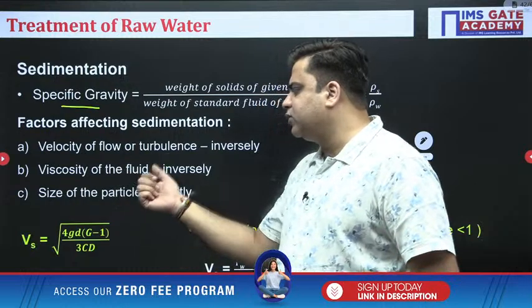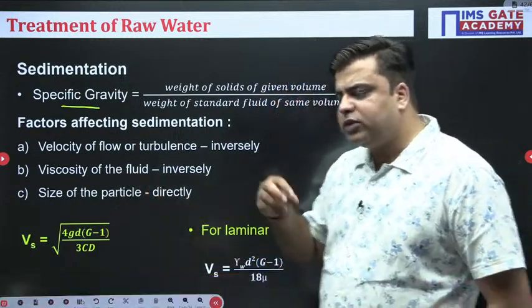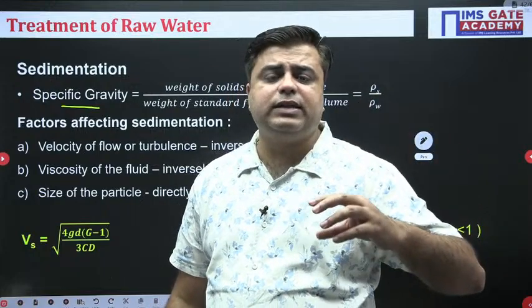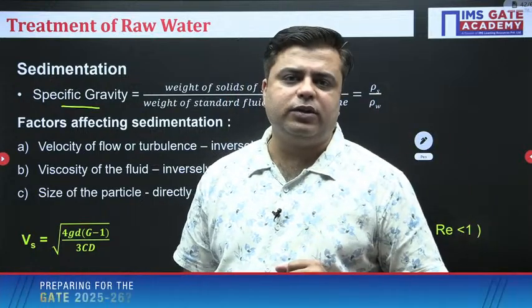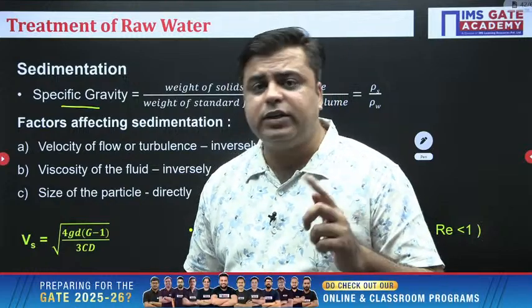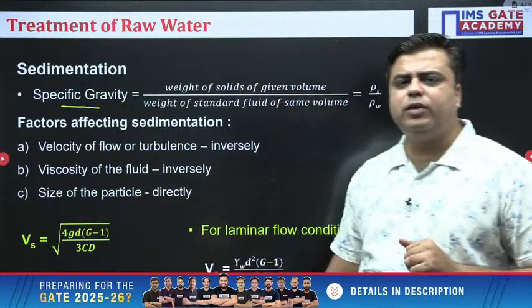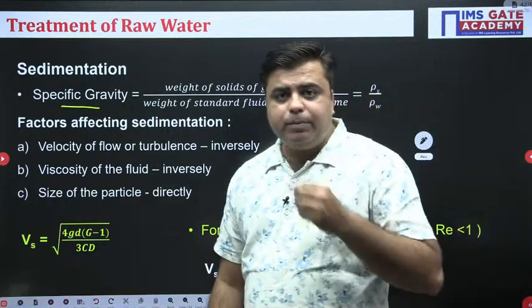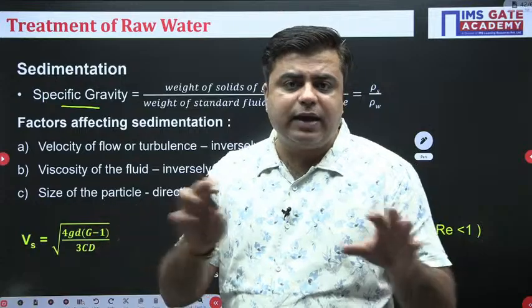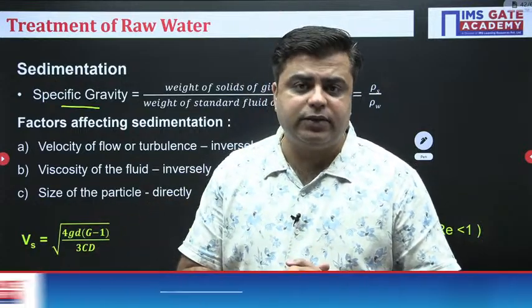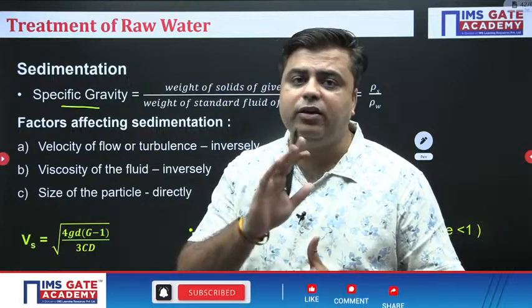Next one is the viscosity of the fluid. If the viscosity of the fluid is more, that fluid is going to offer more resistance against the settling of the solid. So again, if viscosity is more, settling of the solid will be less. Third one is the size of the particle. My dear, if you are comparing two, three or more particles made of the same material, then only you can comment on the settling of those solids.